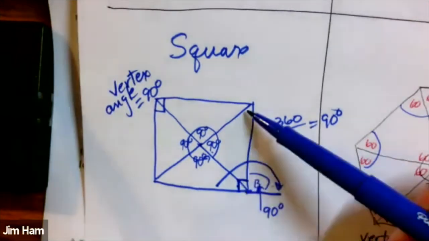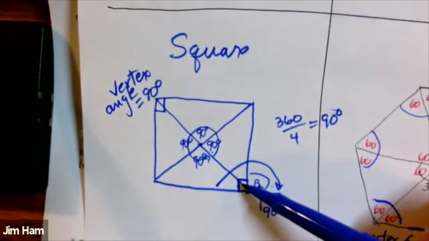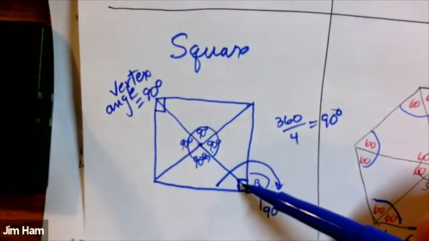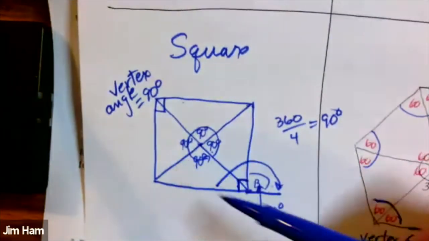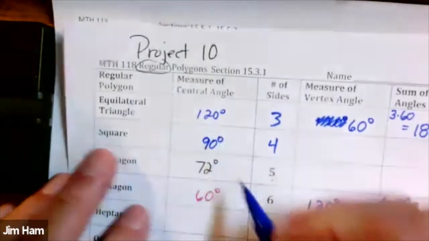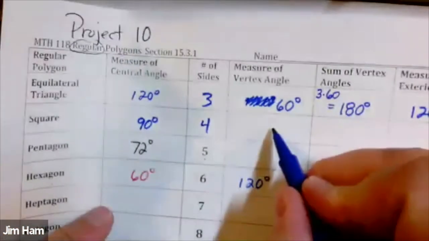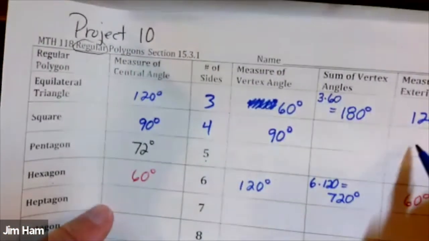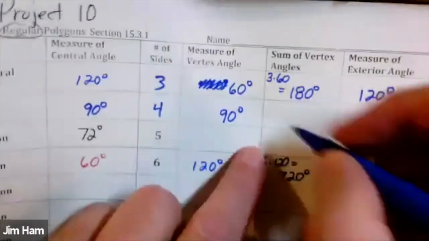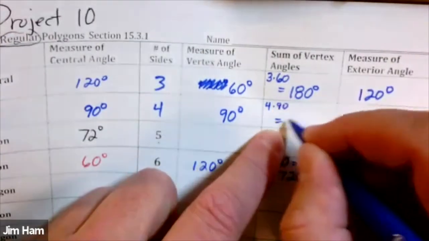Now we have 4 different angles. If each one is 90, the sum of the vertex angles would be 90 times 4, or 360. So we saw that the central angle was 90 degrees. We saw that the vertex angles were 90 degrees. And we saw that the exterior angle was 90 degrees. Then when we added up our 4 exterior angles, we get 360.